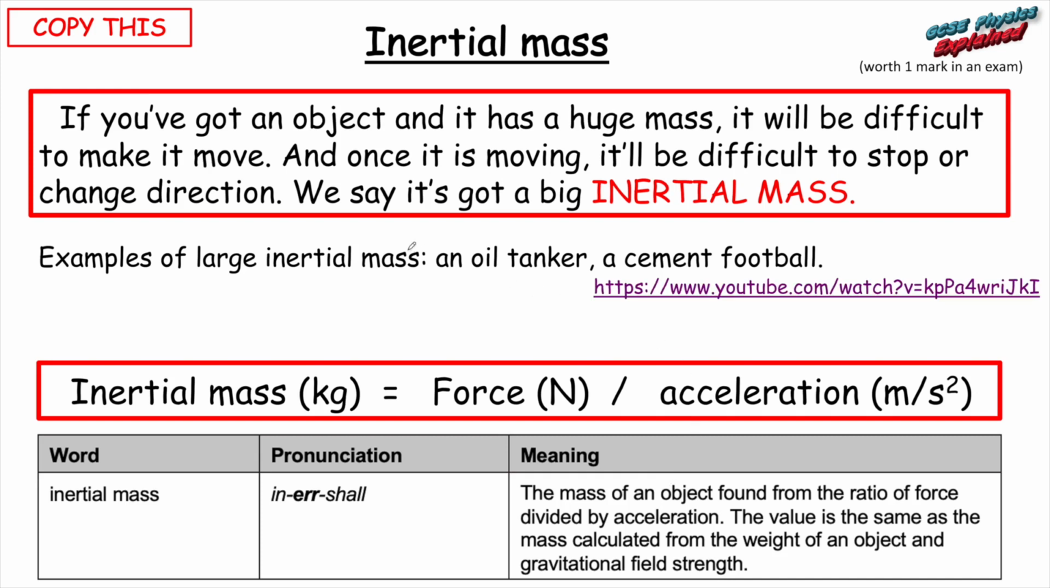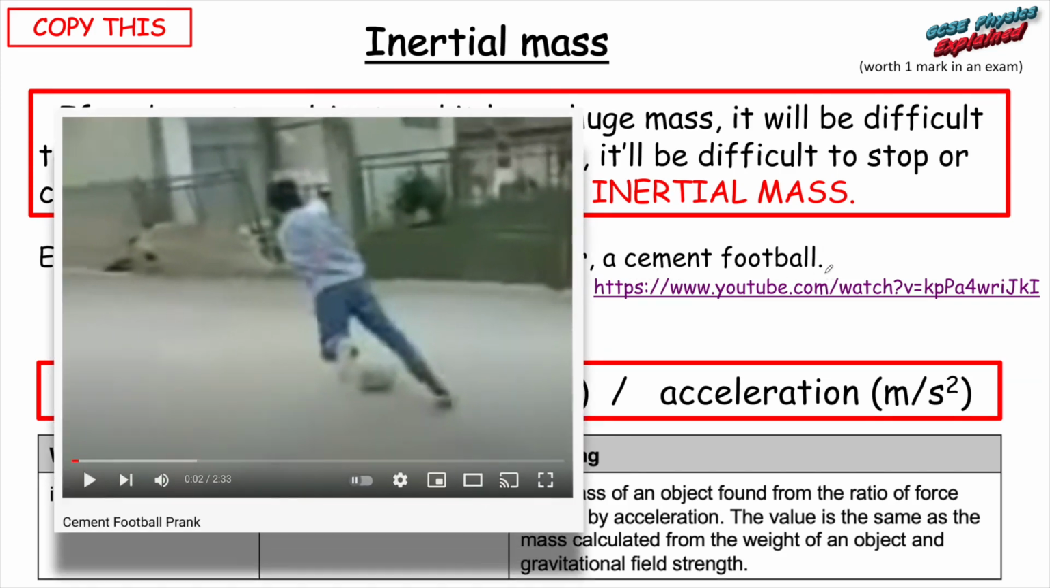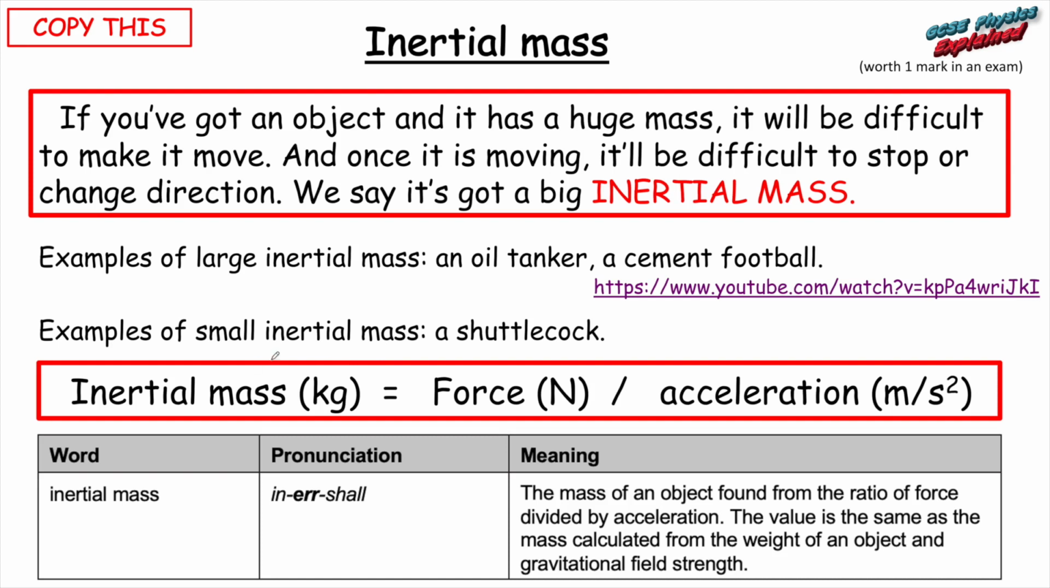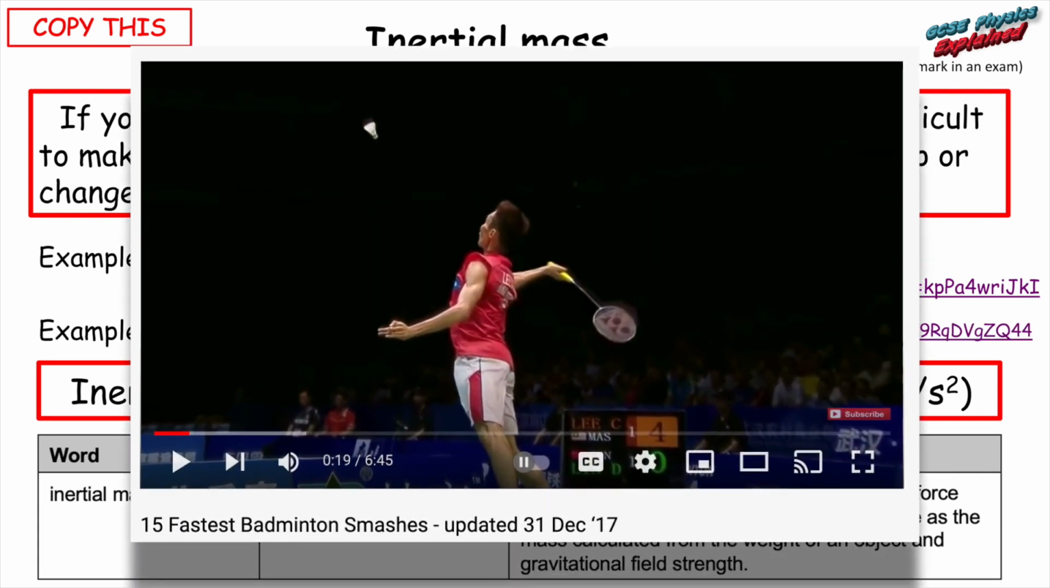If you wanted to see an example of inertial mass, there's a link to the cement football prank. An example of a small inertial mass would be when you hit a shuttlecock. Your force would cause a huge acceleration, and that's because the shuttlecock has got a very small inertial mass. There's loads of videos on the internet that would demonstrate that.